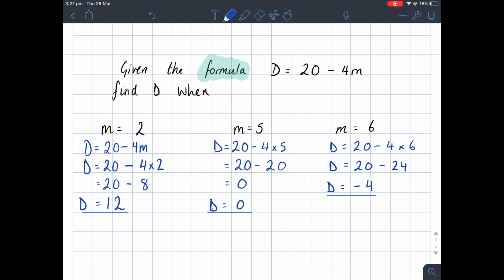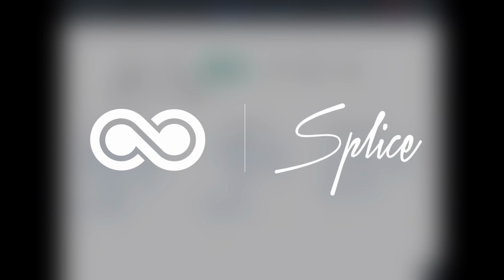So again, we're just highlighting the difference here between a formula and an expression, and the fact that depending on what value of m we substitute in, that will dictate the value of d that we arrive at in the formula. So it's not always the same. All right? We don't always have to use the same values of m. We could substitute any value of m we wanted into this formula, and we would then arrive at an answer for d.